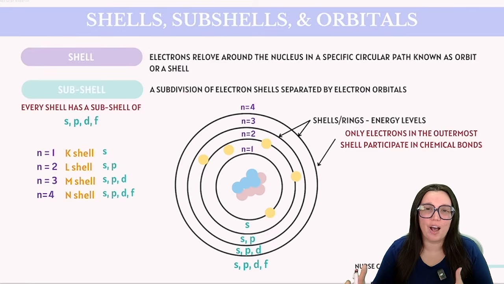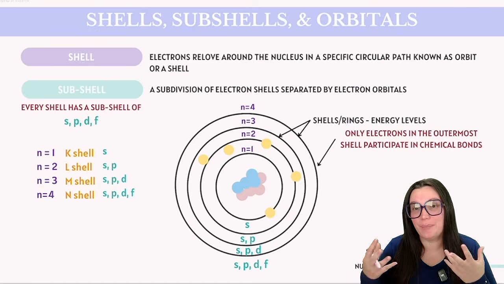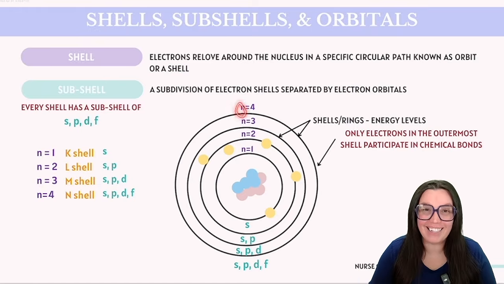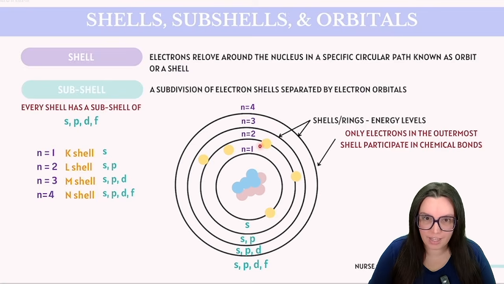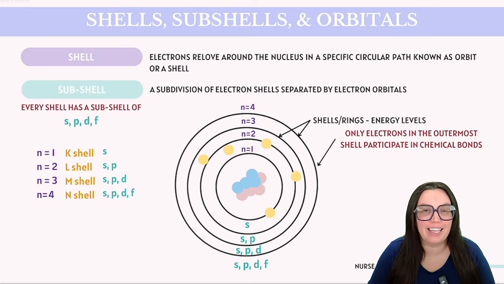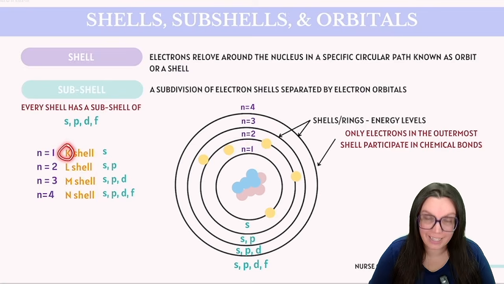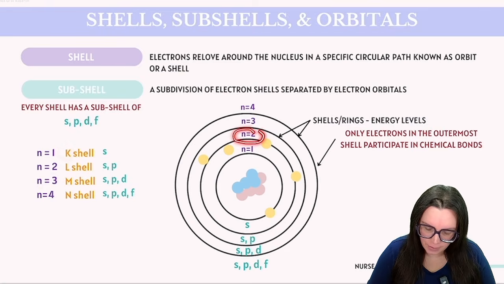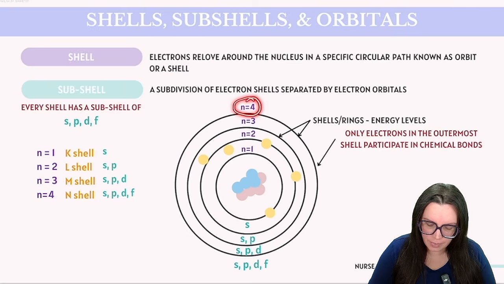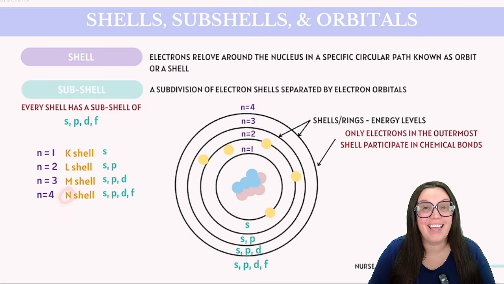According to Bohr's atomic model, electrons orbit the nucleus along fixed paths, which he termed shells or energy levels. These shells are going to be denoted by the variable n. So for example, our first shell is going to be denoted by n equals 1. This is also known as our K shell. Our second level is going to be n equals 2. That's going to be our L shell. The next one is going to be n equals 3. That is our M shell. And the last one is going to be n equals 4. That is our N shell.